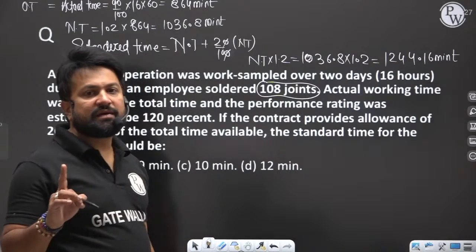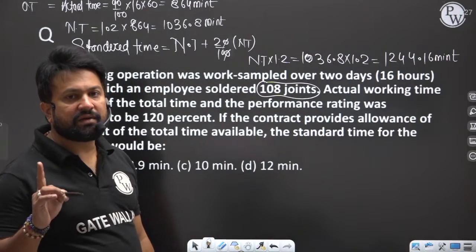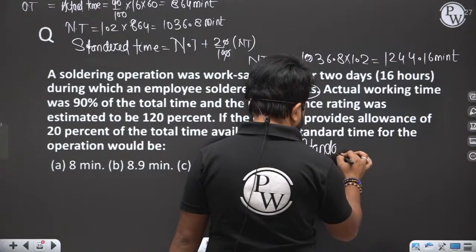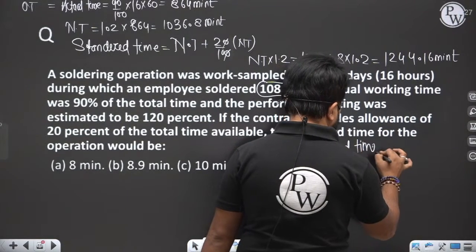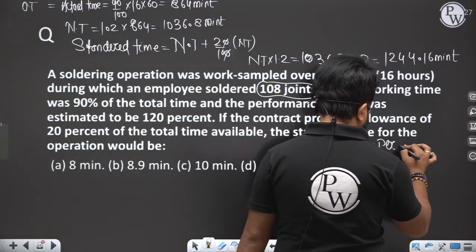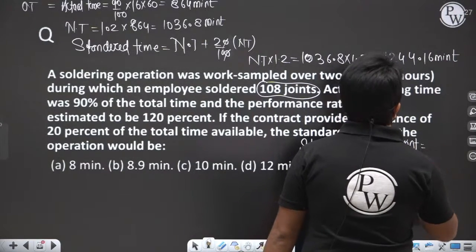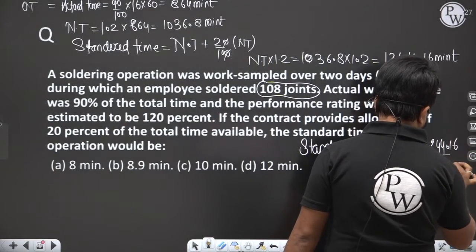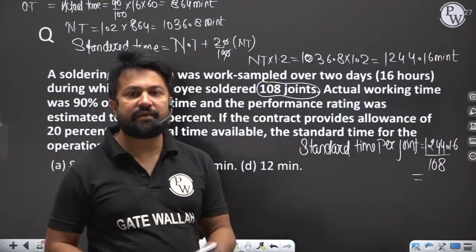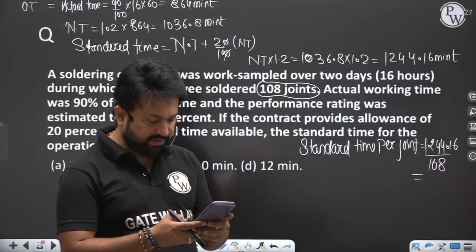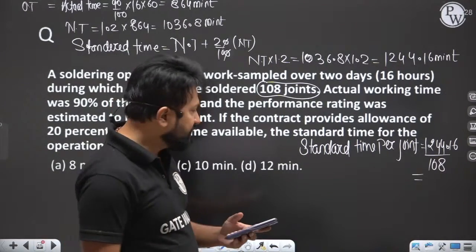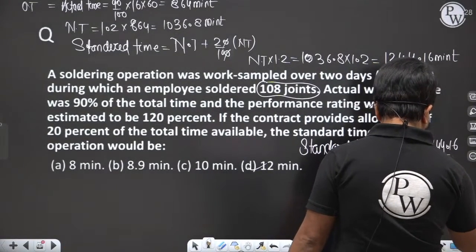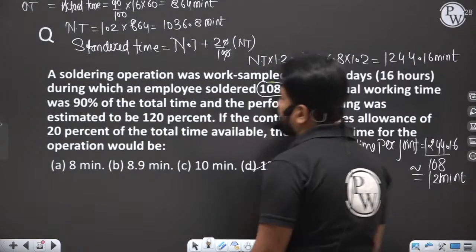So the time required for one joint, the standard time per joint, will be 1244.16 divided by 108. So it will be 11.52, nearby 12 minutes. Approximated, 12 minutes will be the answer. Is that clear?